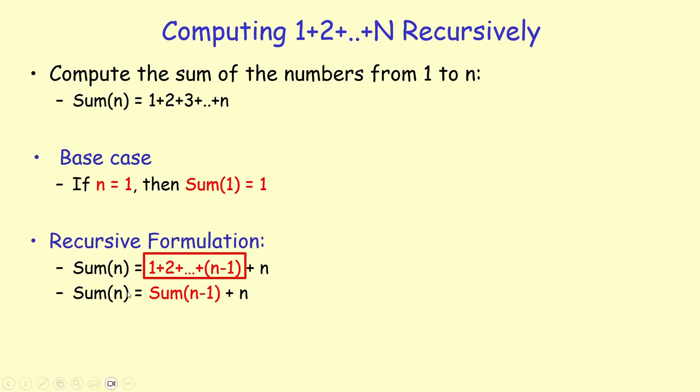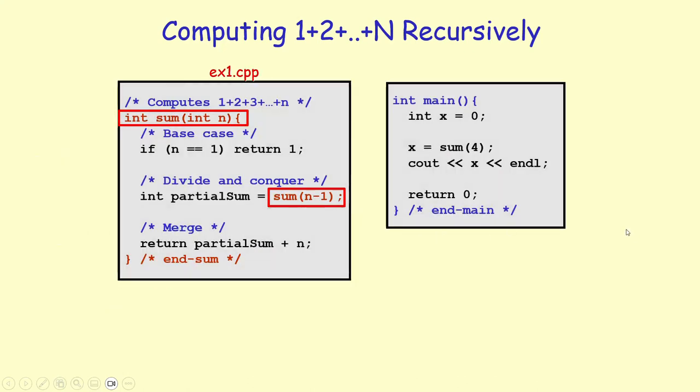So the size of the original problem is n, and the size of the subproblem is n minus 1. That means we can make a recursive call to our function sum to compute the sum of the numbers from 1 to n minus 1. And now the merging is very simple. All we have to do is add n to the solution of the subproblem to compute the solution to our original problem, which is of size n. And here is the recursive function that implements this.